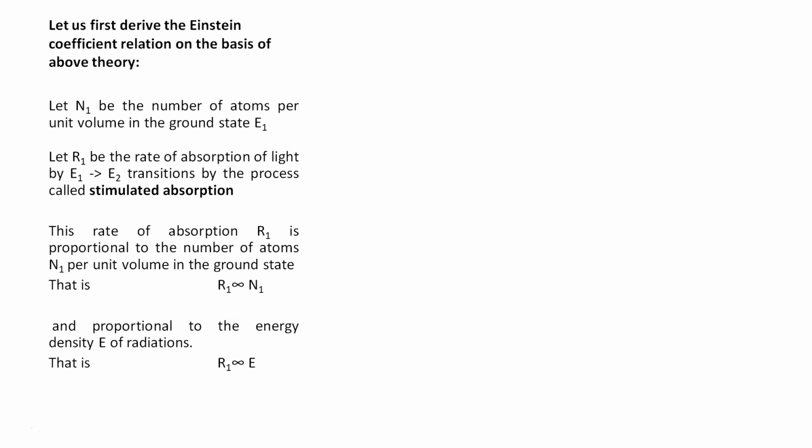Now for example, we have N1 number of atoms per unit volume in the ground state E1. We have a ground state E1 and an upper state E2, and suppose N1 is the number of atoms per unit volume in state 1.